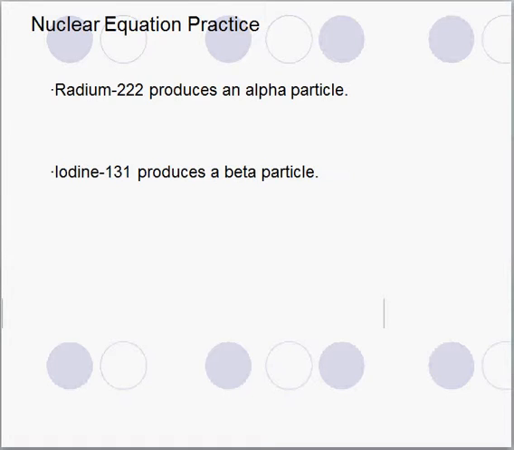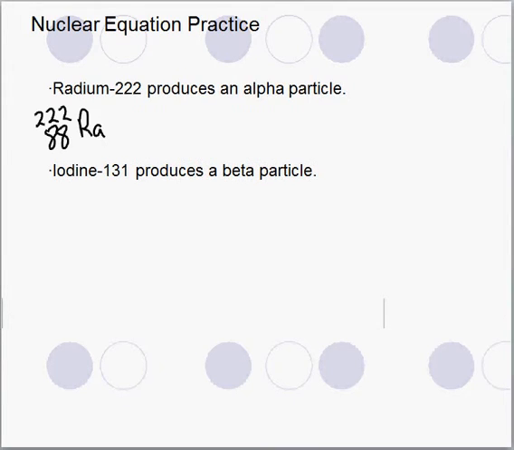So we've got some nuclear equations that we're going to look at. First one, we've got radium-222 that produces an alpha particle. So we start off by taking the symbol for radium, we put the atomic mass over the atomic number, and we're told it produces an alpha particle, which we use helium for. The mass of helium is 4, atomic number is 2. And then if we were to take 222 minus 4 and 88 minus 2, we get a result of a mass 218, atomic number 86. We reference the periodic table, find out that 86 is radon.